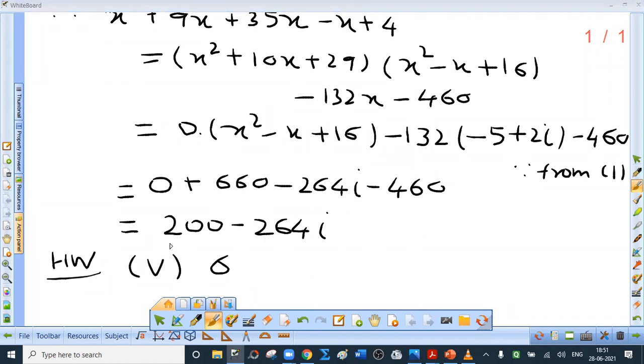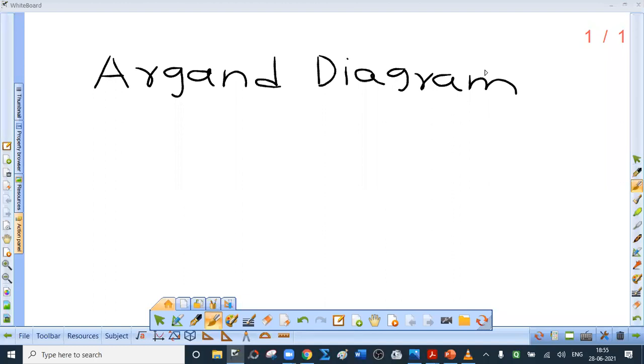Fifth one is for homework. Answer is 6. Now the next important part is the Argand diagram. Argand is actually the name of a French mathematician. Credit for representing a complex number on the complex plane is given to this French mathematician.